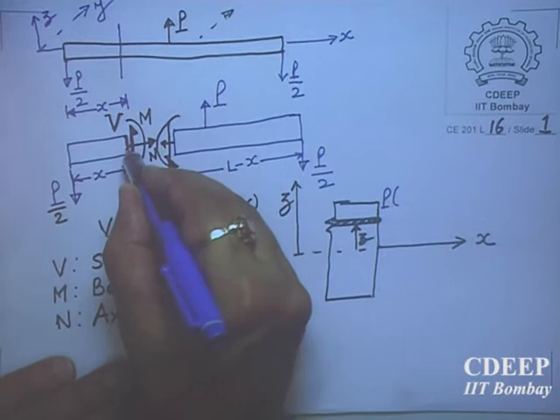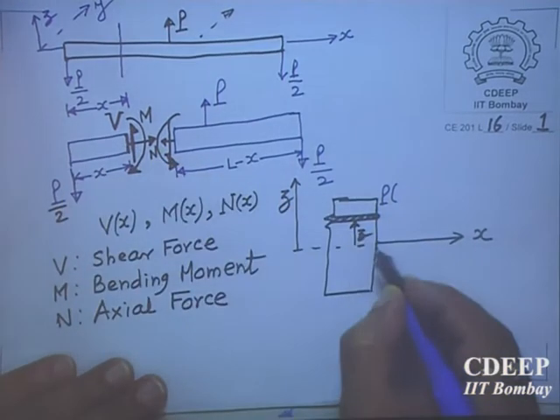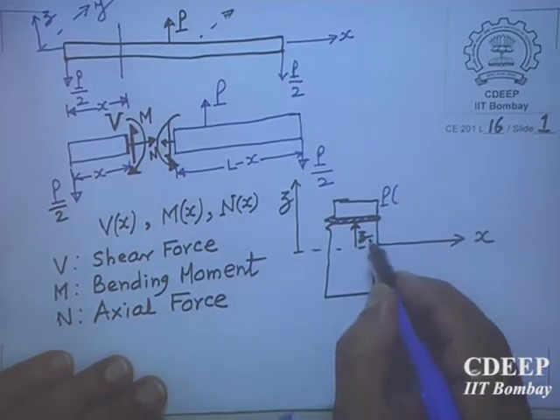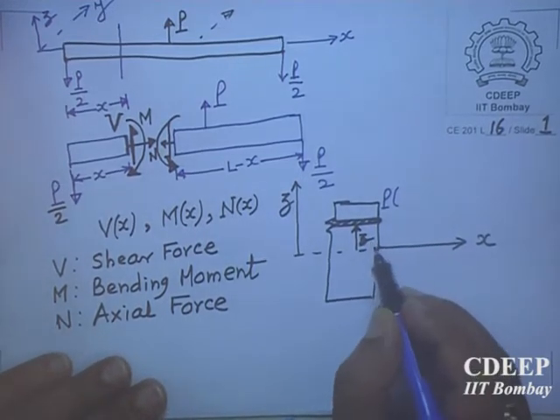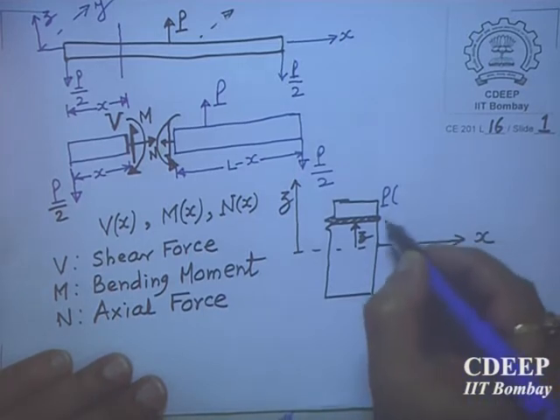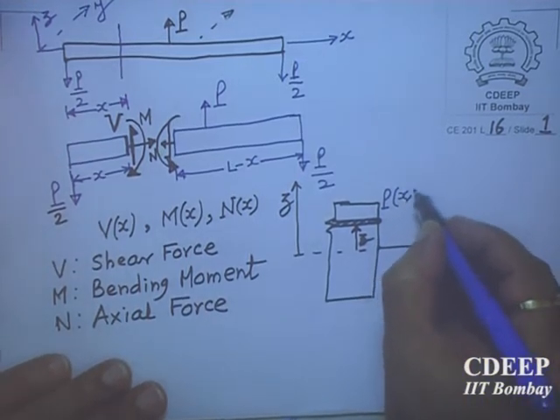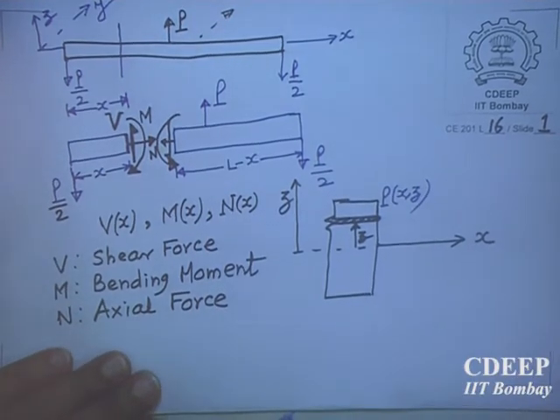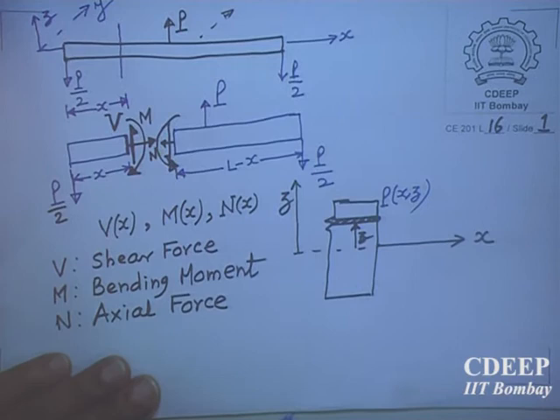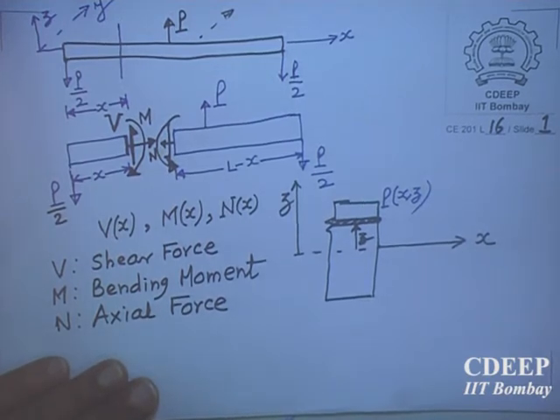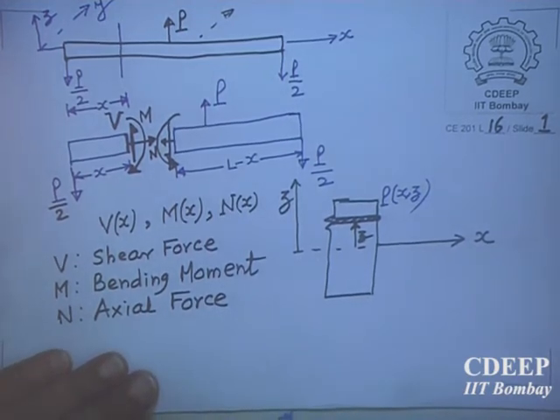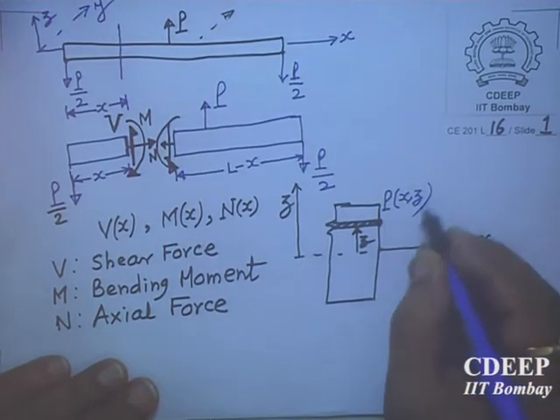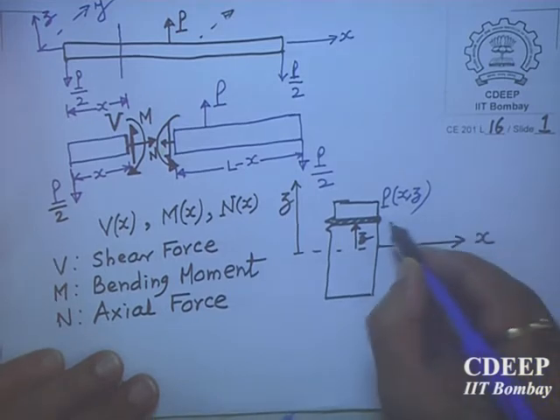I am taking a point at a distance z from the x-axis, which is centroidal. X is the centroidal axis. So what will the coordinates be? It will be x, z. Coordinates will be x, z, because the width we are taking is very small. It is a thin sheet. b is very, very small. Now at this point here, what are the stresses which are acting?